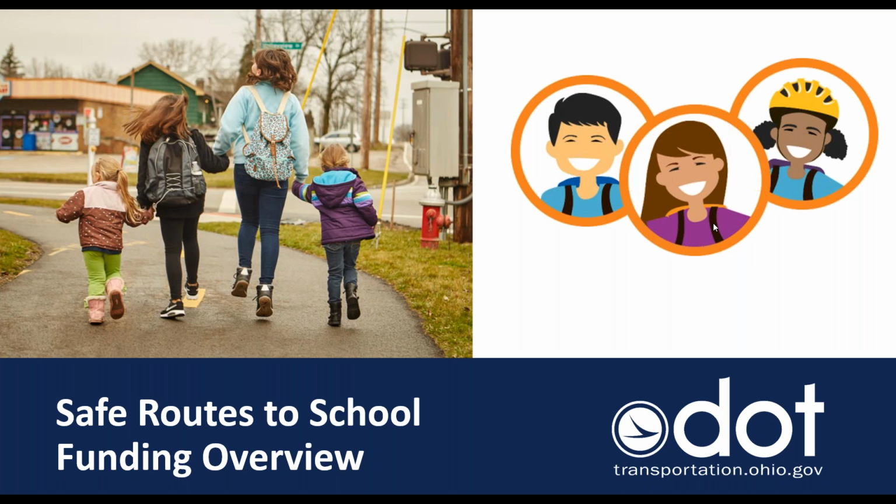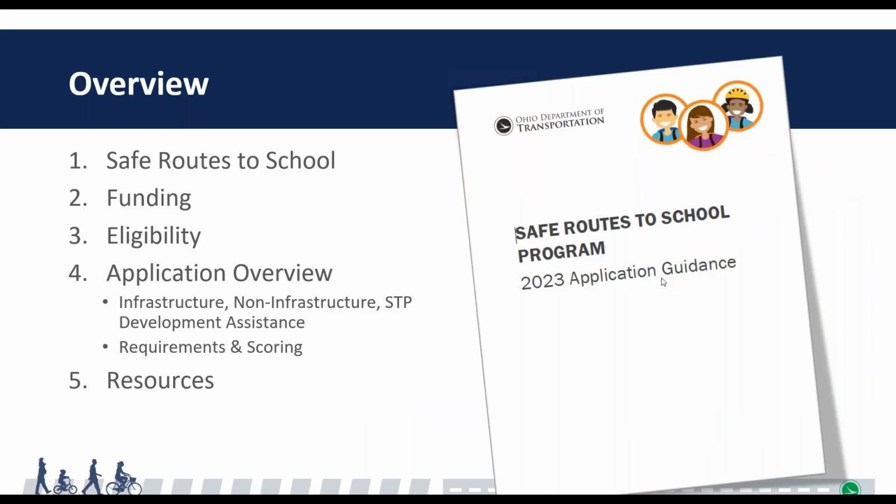I am going to provide an overview of ODOT's Safe Routes to School program and specifically talk about everything you need to know about the upcoming application. So over the next hour, we're just going to talk about Safe Routes to School and funding. I'm going to go over eligibility for the Safe Routes to School program. I'm going to talk about the details of each of the applications, including our infrastructure application, non-infrastructure application, and the school travel plan development assistance application. I'm also going to talk about the things that will be required as part of those applications, so you can think about pulling these things together over the coming months.